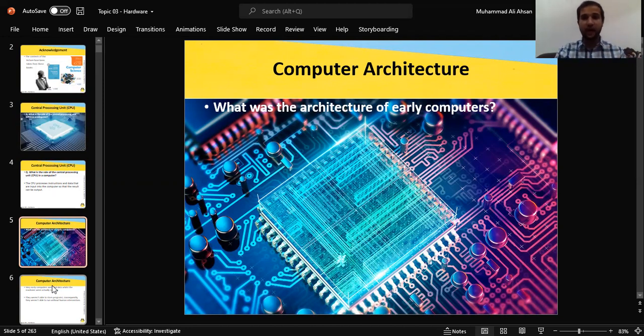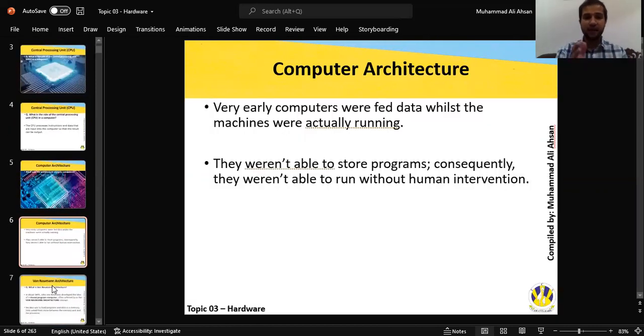Before talking about the latest architecture of the computers that we have today, we need to look at how this architecture used to look like in the past. So in the past, the computers that were there were not very much automatic. A number of things had to be fed into those computers by human beings. And so we can say that there was too much human intervention involved in the early computers.